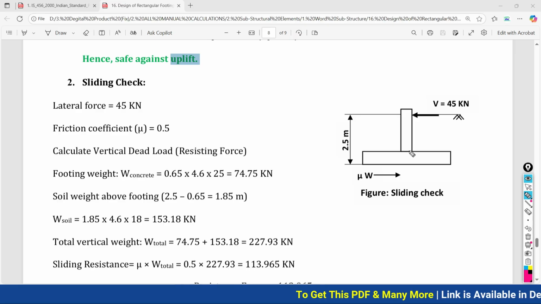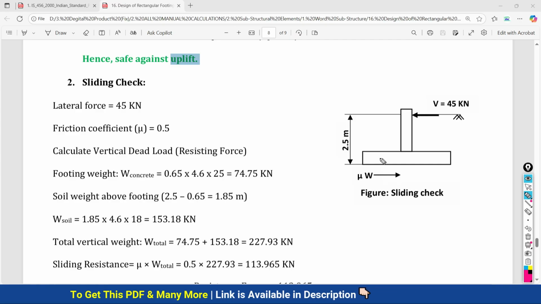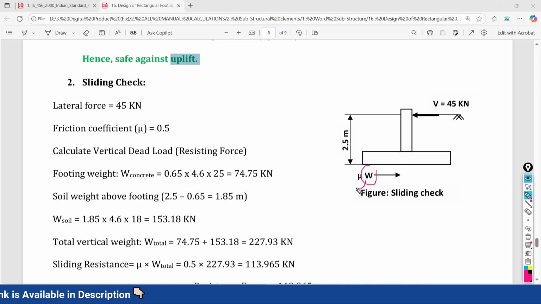It is not going to be shifted left or right due to the application of the loading. So that is what is possible with enough weight of the footing. That weight of the footing is going to be multiplied with a coefficient of friction, and this finally gives the resisting value against your applied lateral load. So how to do this whole calculation?